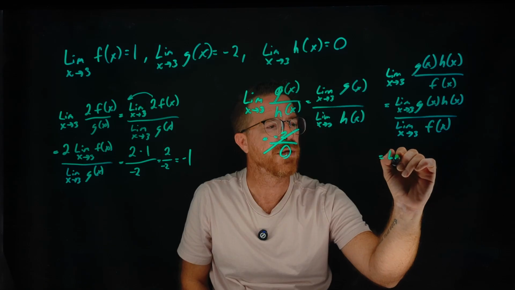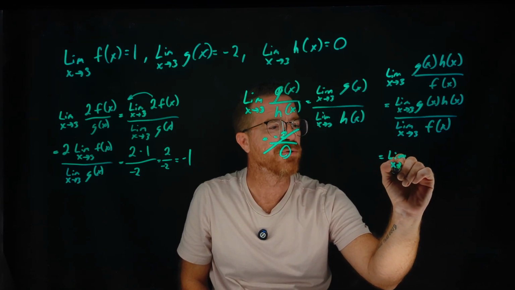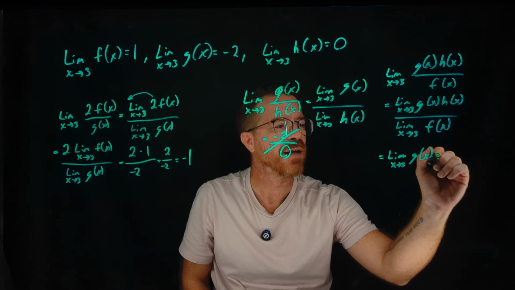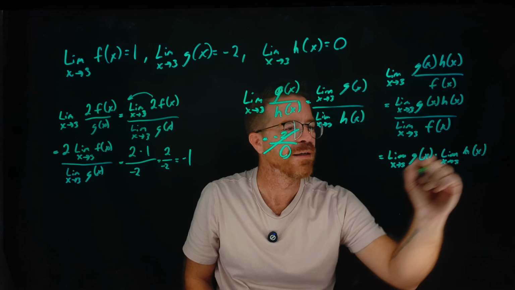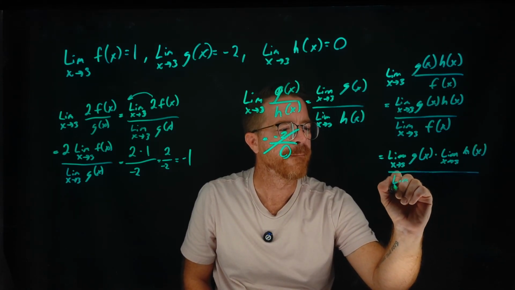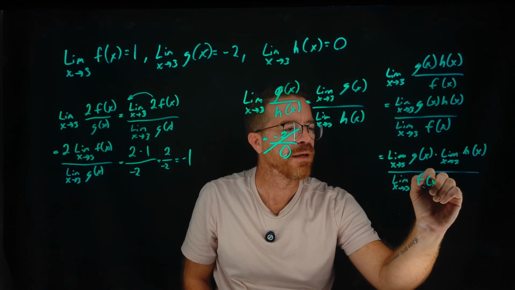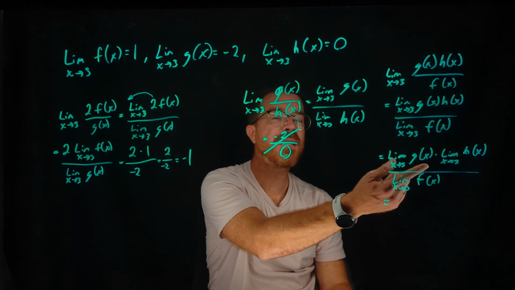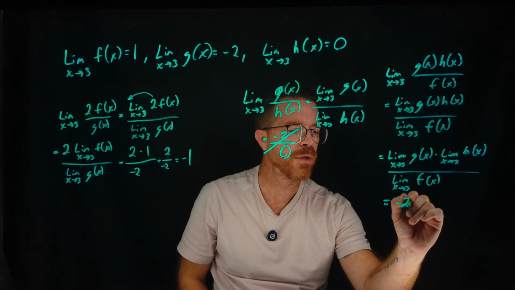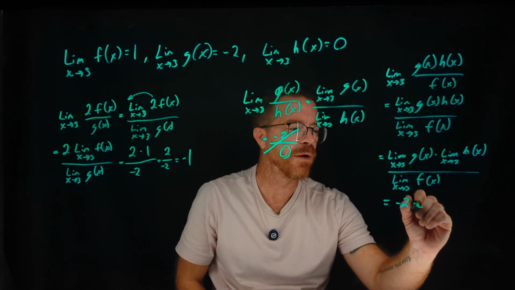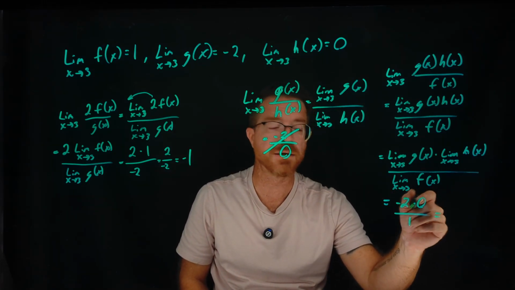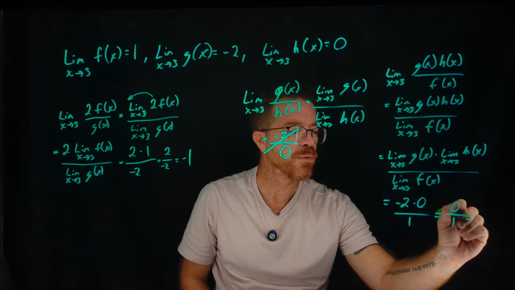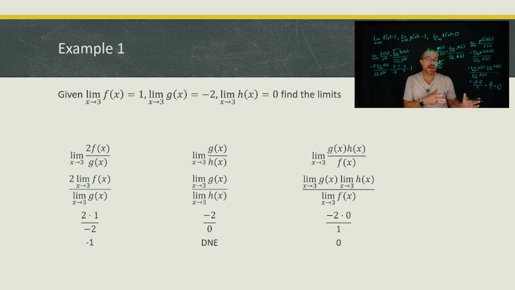So this is going to be equal to the limit as x approaches 3 of g(x) times the limit as x approaches 3 of h(x), divided by the limit as x approaches 3 of f(x). Now this I can solve because the limit of g(x) is equal to negative 2, the limit of h(x) is equal to 0, and the limit of f(x) is equal to 1. So this would give me negative 2 times 0 is 0, divided by 1, which is equal to 0. So in looking at the slides, you can see that this matches exactly what we got when we were working this out together.